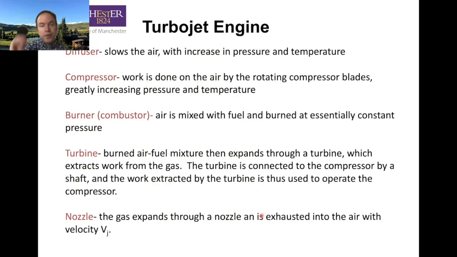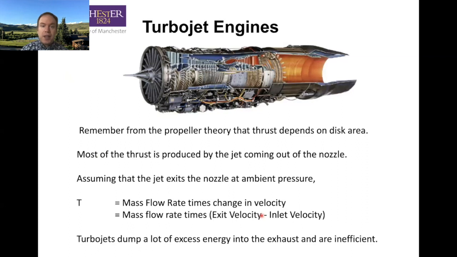Okay. So let's talk about the turbojet engine. It's not the simplest jet engine. That's the ramjet engine because that has no moving parts. Again, it has the diffuser, the compressor, the burner, the turbine, and the nozzle, which we just talked about. It looks something like this. And remember, thrust depends on the disk area, and our disk area is this front end area of our engine.